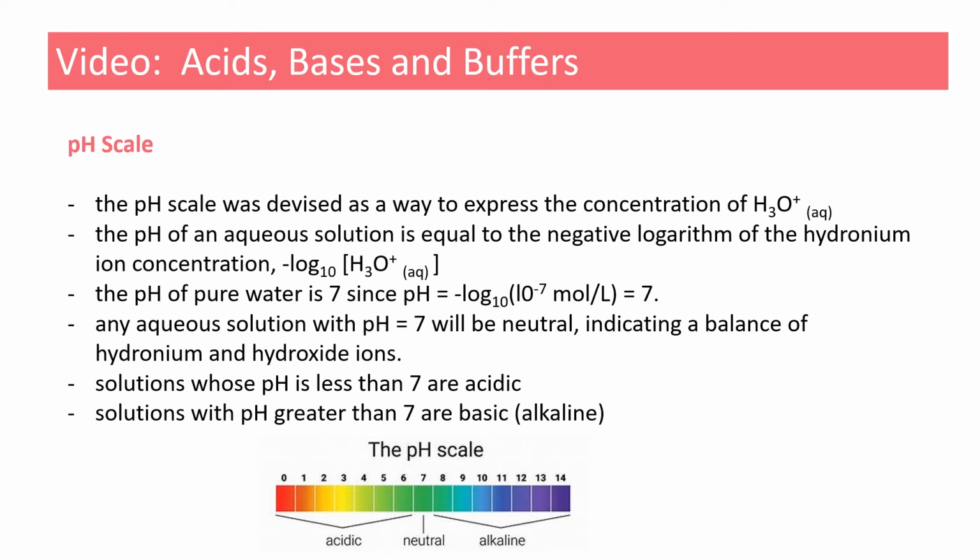Any aqueous solution with pH 7 is neutral, indicating a balance of hydronium and hydroxide ions. Solutions whose pH is less than 7 are considered acidic. Solutions with pH greater than 7 are considered basic or alkaline.